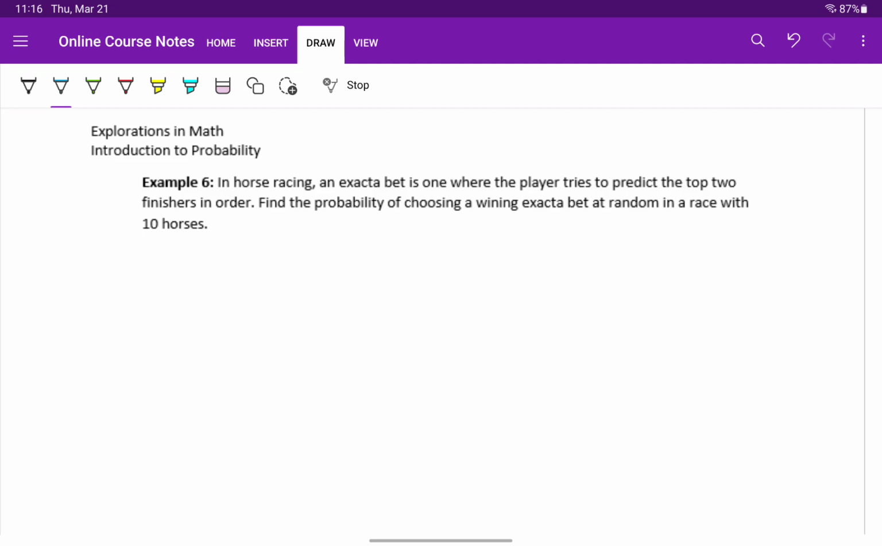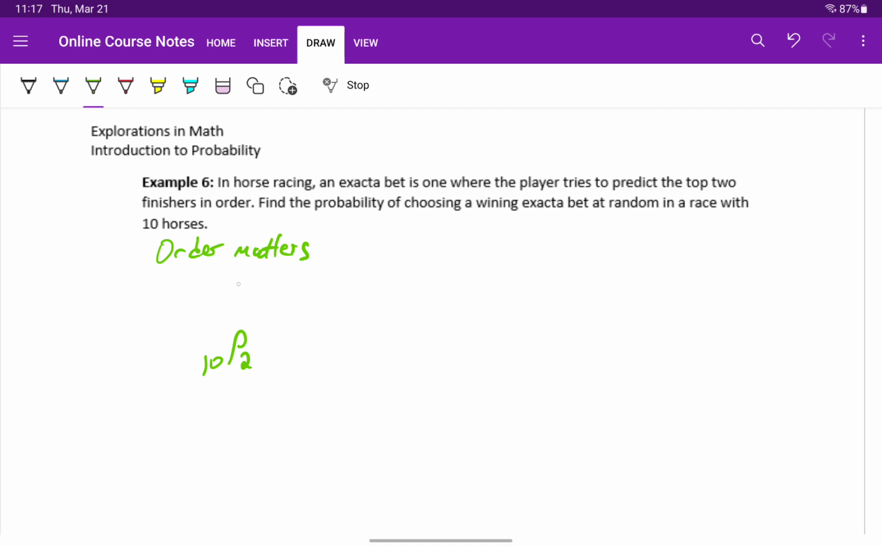Taking a look at one last example here. In horse racing, an exacta bet is one where the player tries to predict the top 2 finishers in order. We want to find the probability of choosing a winning exacta bet at random in a race with 10 horses. So in this case, order obviously matters because we only win the bet if we guess those top two finishers in the correct order. If we mix up the order, we lose the bet. So order matters. We'll be using permutations. So our total number of possibilities would be permutations with 10 and 2, since we have 10 racers and 2 outcomes that we want.